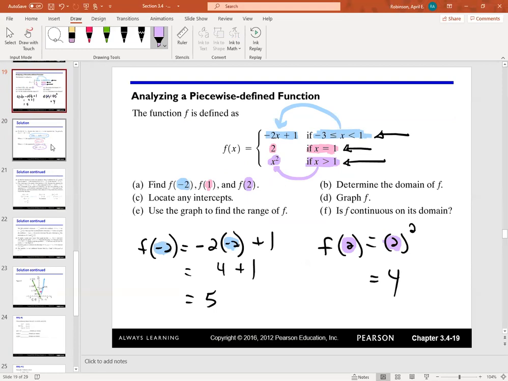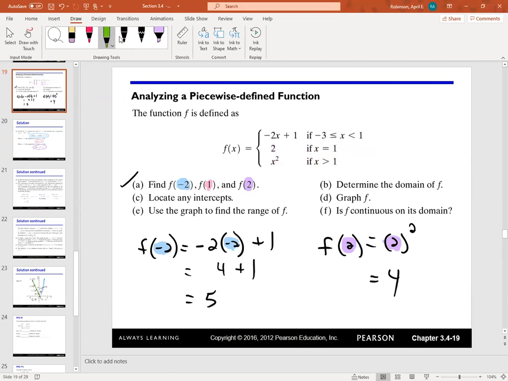Okay, so that was question A. And then question B says determine the domain of the function. Remember, the domain is all your X's. And I can look at this. I'm going to have to erase all my color here to show you what I'm talking about.